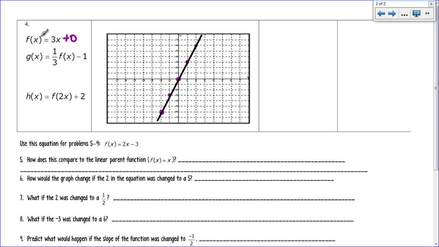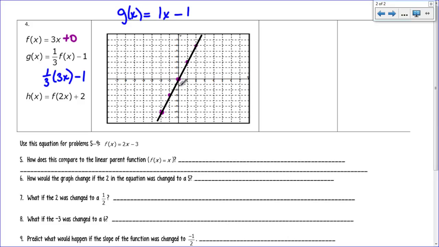Now let's look at y2. y2 is 1/3 f of x minus 1. Well, if f of x is 3x, then what that is saying is that I want to do 1/3 of 3x minus 1, because f of x is 3x. Well, 1/3 of 3x, if I do 1/3 times 3, that makes 1. So really, I'm going to have to write it up here. My g of x becomes 1/3 times 3 becomes 1x minus 1. So I'm going to graph that.